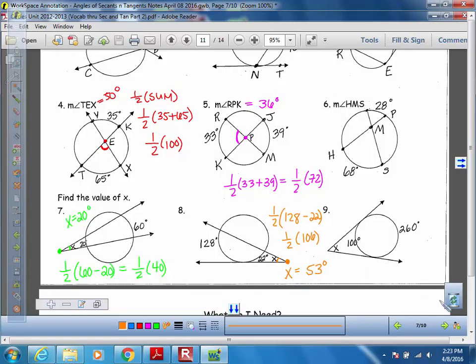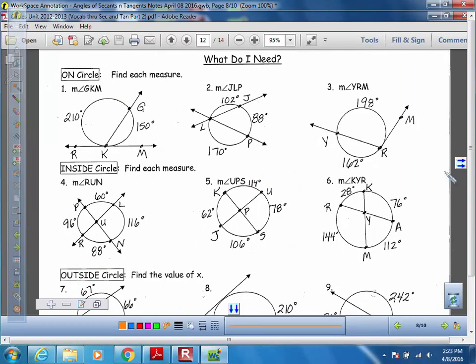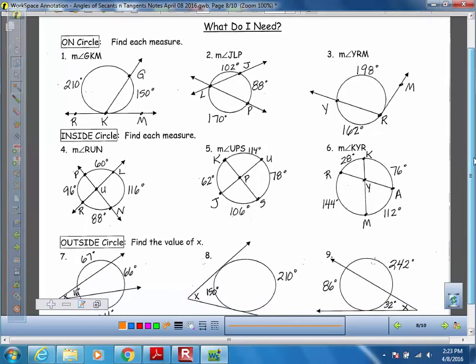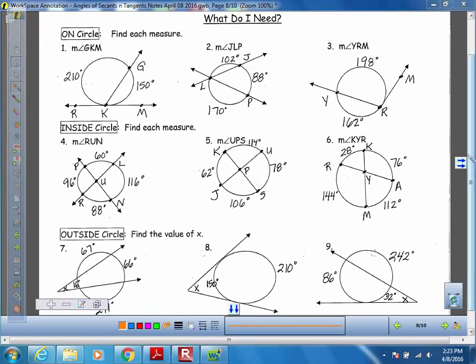Okay, so I want you to flip to the back, because on the back, they give you a bunch of information that you don't necessarily need. So I want you to be able to distinguish what information you need and what information you can just throw out. So let's look at number 1.